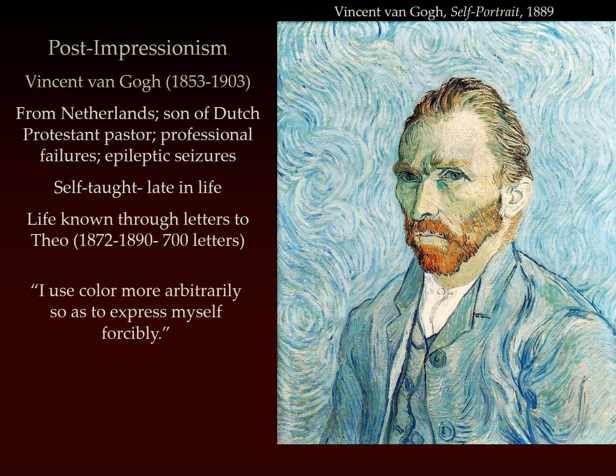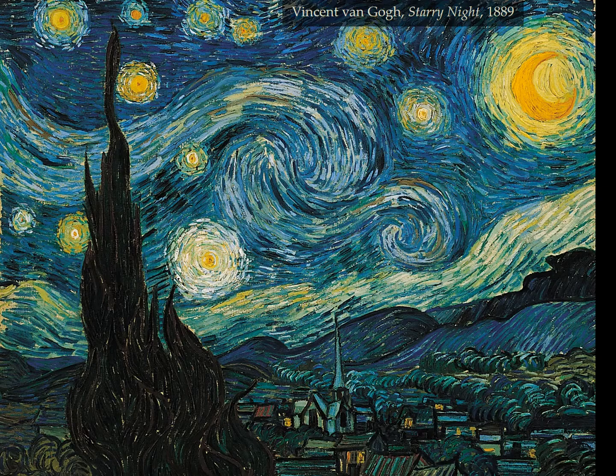Now, he states expressly in his letters, often writing to his brother, that he will use color more arbitrarily so as to express himself more forcefully. Thus, he's not using paint and color to accurately and objectively represent the world, but instead, through an expressionistic fashion, show us how he feels about the world.